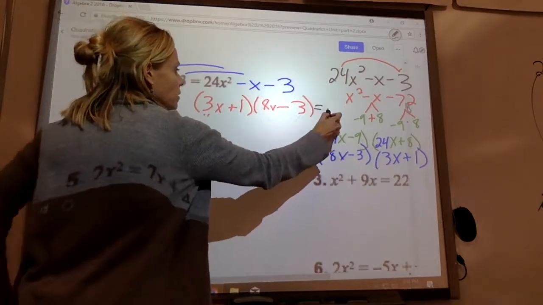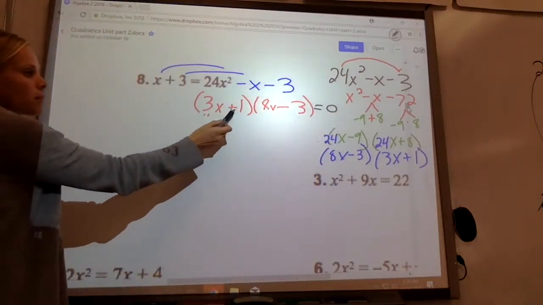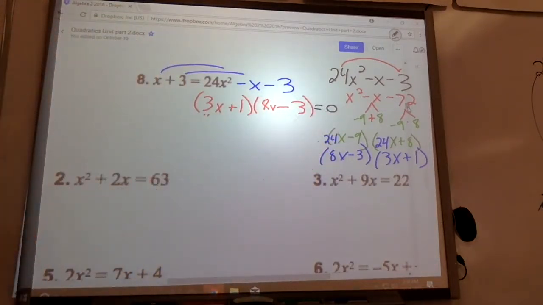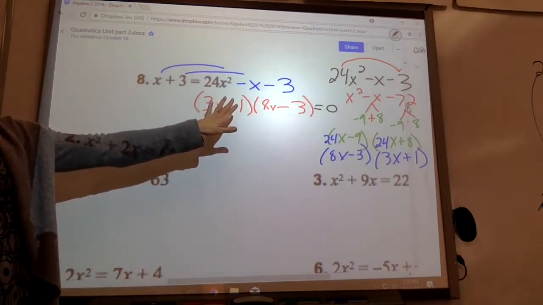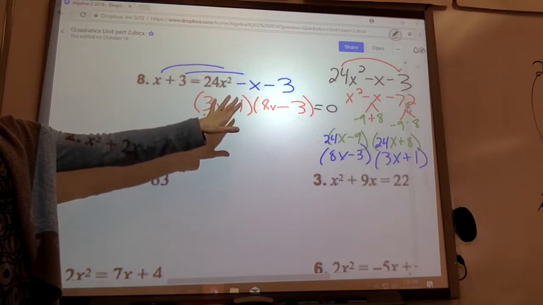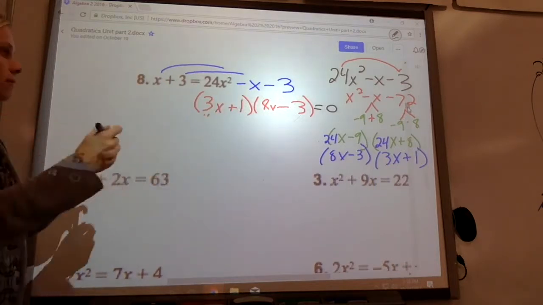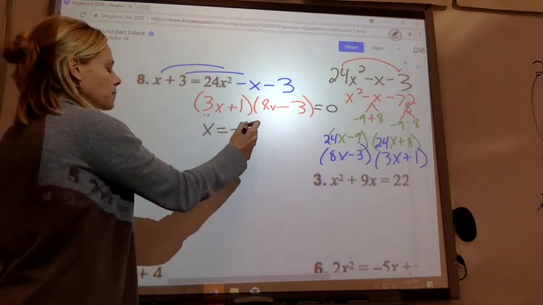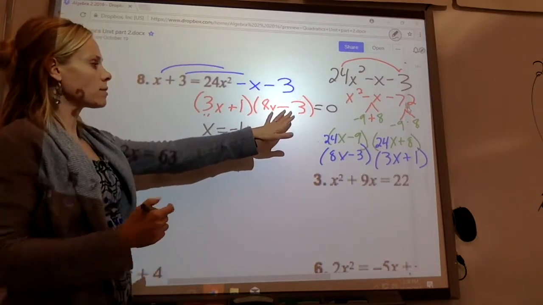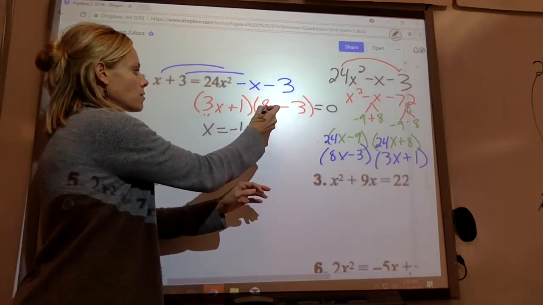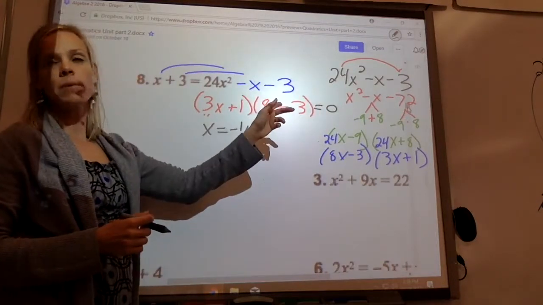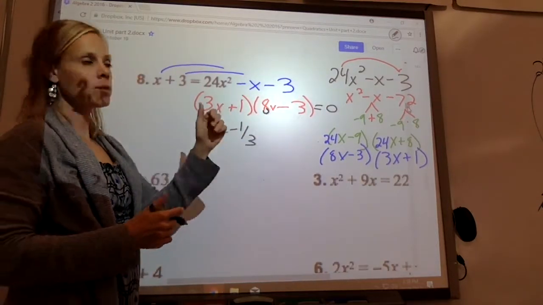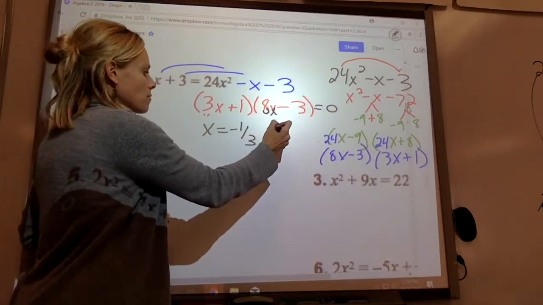If this equaled 0, 3 times what plus 1 would give me 0? If I set that equal to 0, what would I do? Subtract 1, divide by 3. So what's my root? Negative 1/3. If I was going to set this equal to 0, right, and solve, what would I do? Add the 3, divide by 8. So what's my root? 3/8.